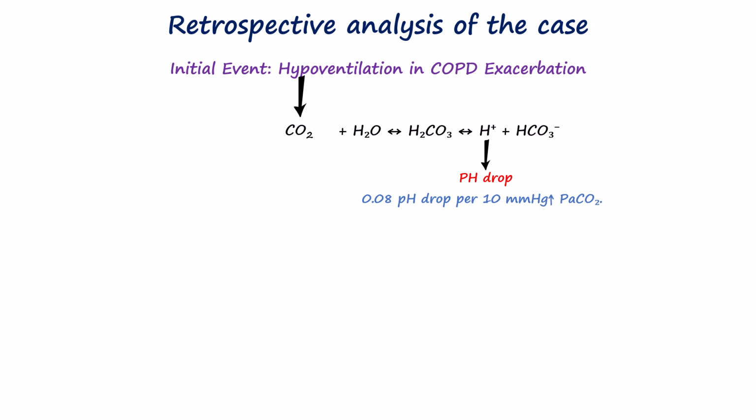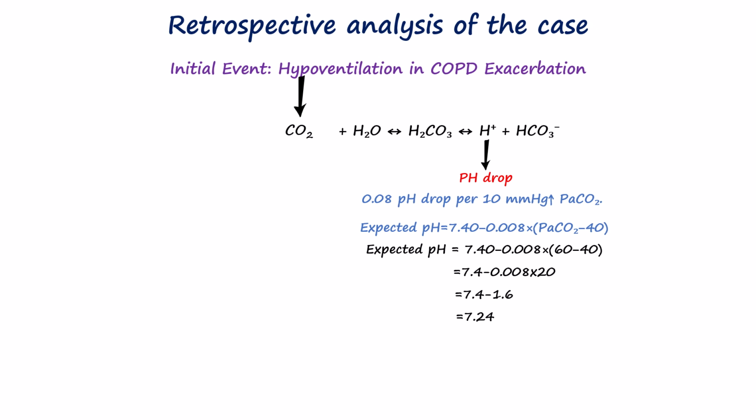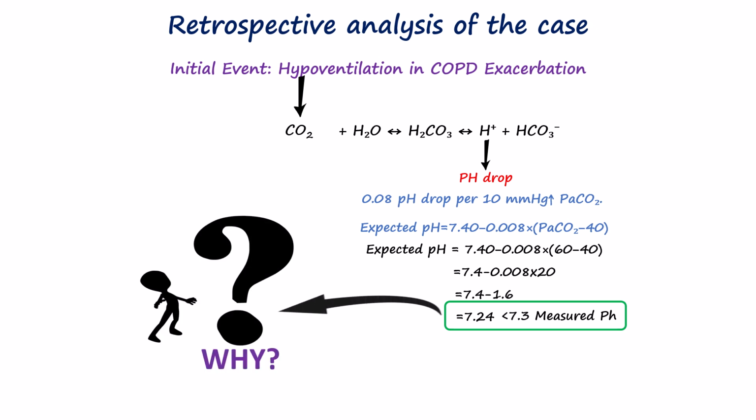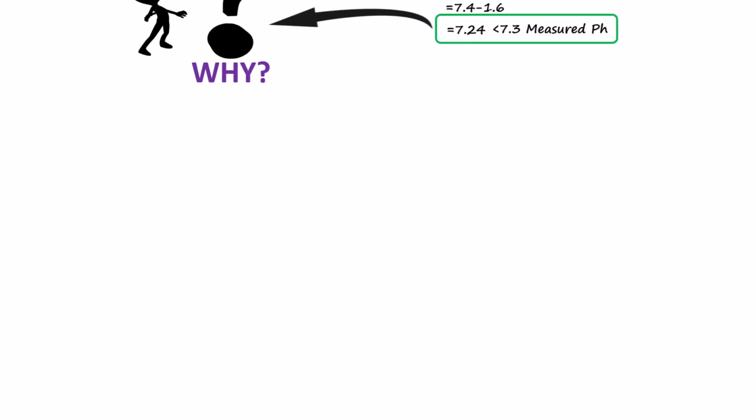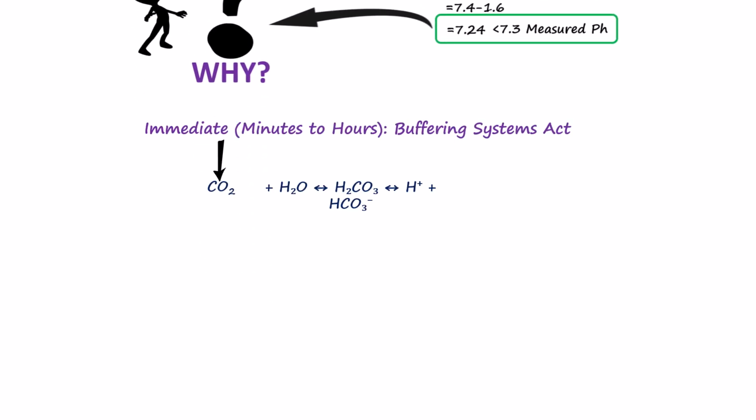For ease, we did this calculation using the expected pH formula and got 7.24 as the expected pH. That means pH did not drop as much as we expected because the measured pH was only 7.3. But why didn't it drop to the expected pH level? This is because we have intracellular buffer systems like hemoglobin, proteins, and phosphates that bind excess hydrogen ions, limiting the pH drop. Such buffer systems immediately kick in within minutes to hours to mitigate acidosis. We have discussed them in the first part of this video series.